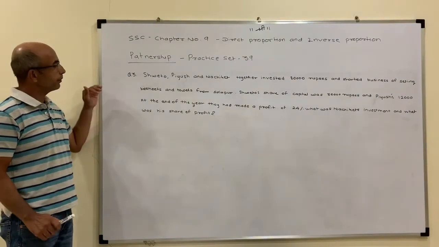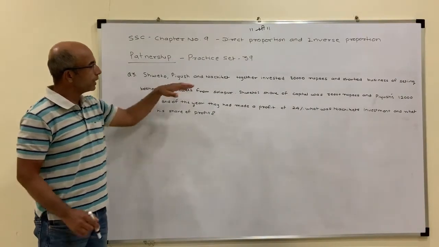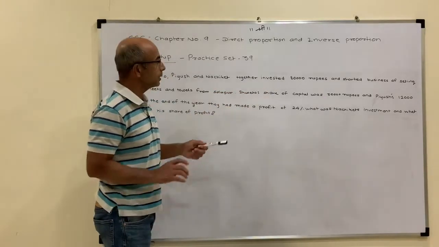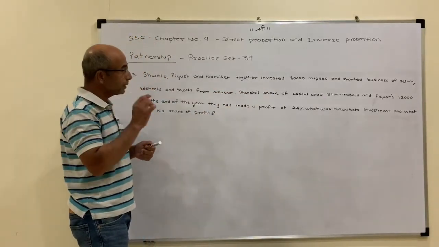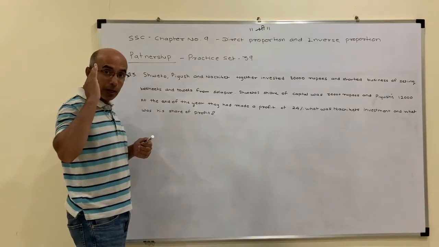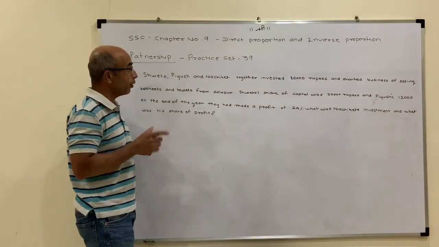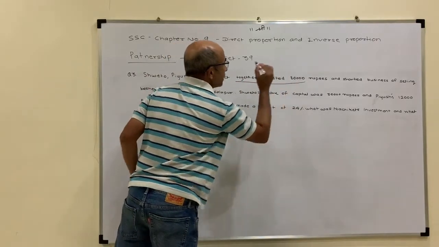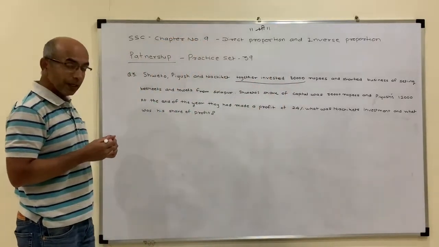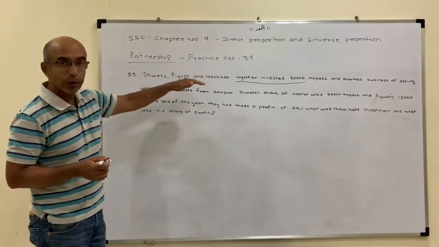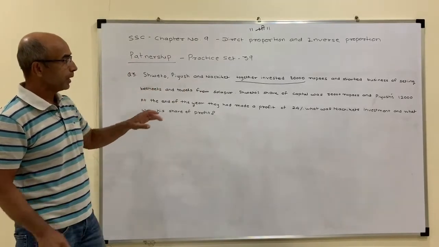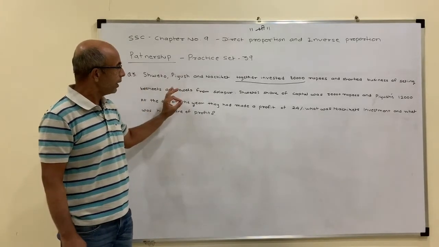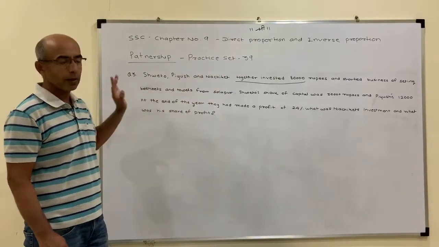Question number 3. Shweta, Piyush and Nachiket together invested 80,000 rupees. See, there are certain words in the problem, you need to understand them and keep in mind what they say. Together they invested, yeah. So you just underline this one. So total investment, 3 of them together made, is 80,000 rupees. It started a business of selling bed sheets and towels from Solapur. This is immaterial for us.